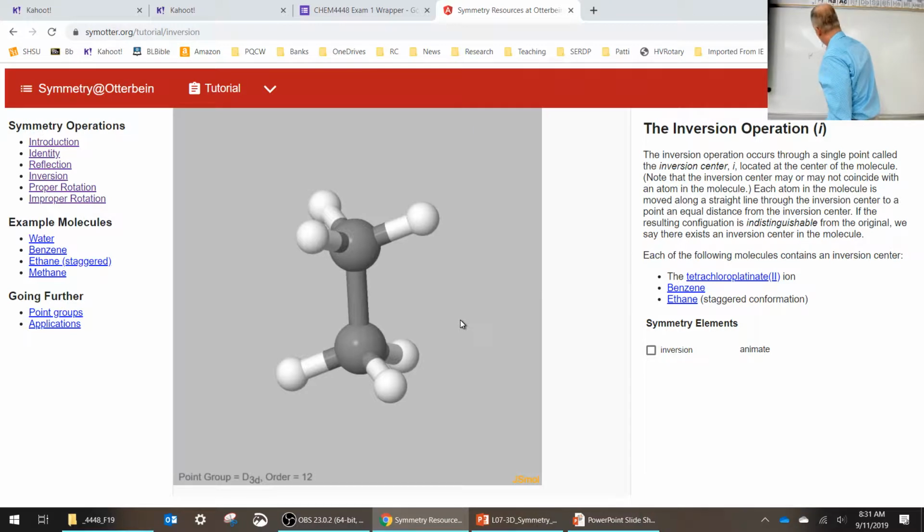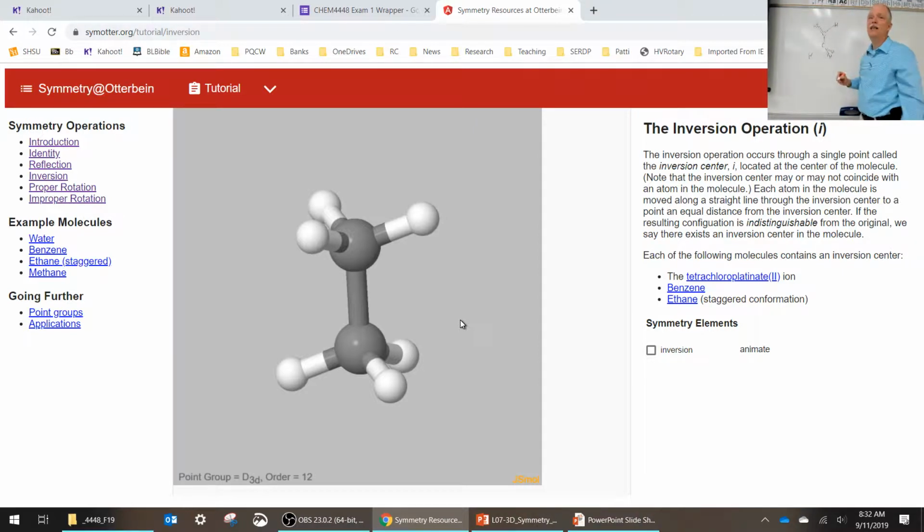So over here, we've got one coming out and one going back. And up here, one coming out and one going back. So can you see, this is how you draw it on your paper, and that's what you're representing up there. Where is the inversion center? Let's not use the software yet. Let's draw it on here. Where's the inversion center in this molecule?